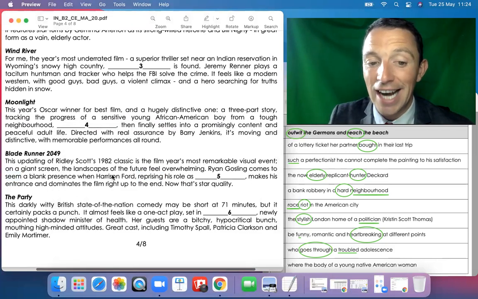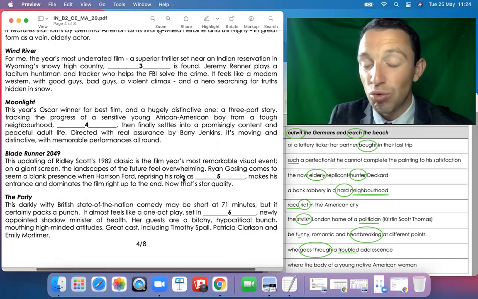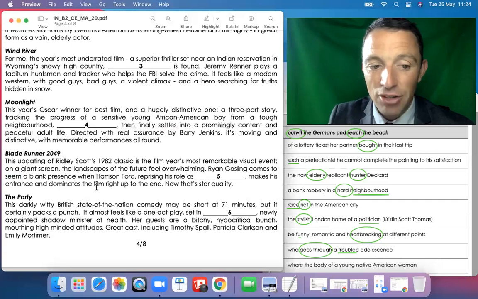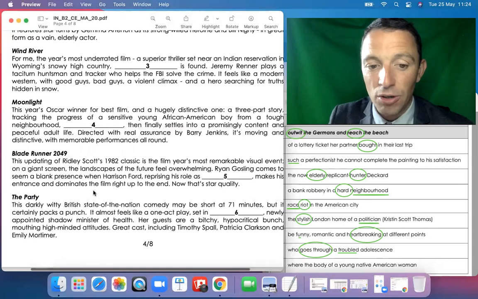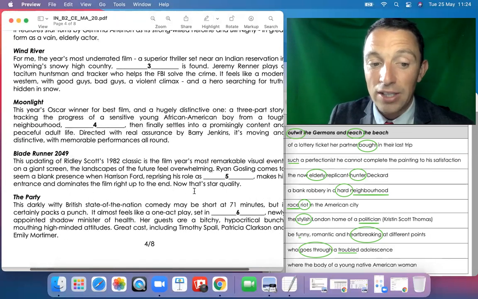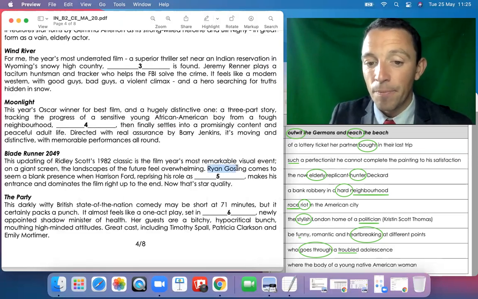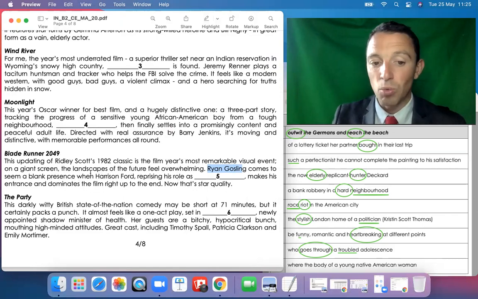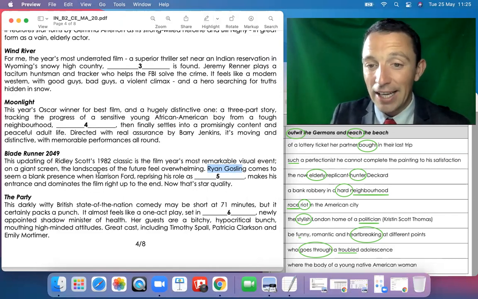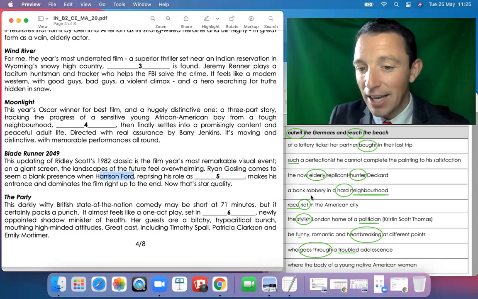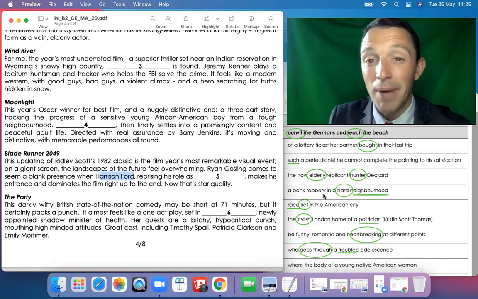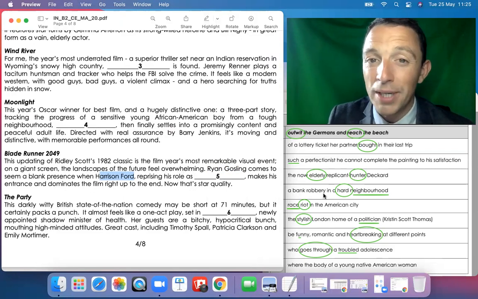So the context is Harrison Ford reprising his role or his performance as makes his entrance and dominates the film right up to the end. Now that's star quality. So we need to check, is it Ryan Gosling or is it Harrison Ford? So Ryan Gosling comes to seem a blank presence when Harrison Ford. So I think Harrison Ford is the topic. Reprising his role as a bank robbery, no, because maybe a bank robber would be the role or the position, but a robbery is the noun.